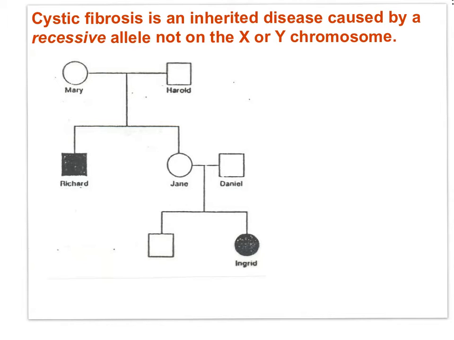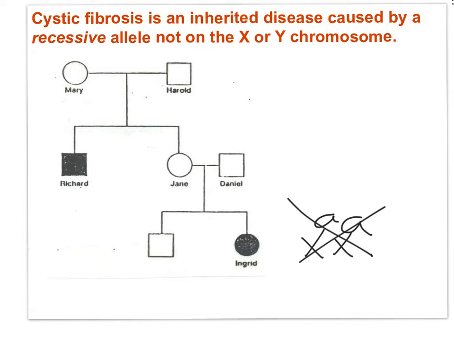Well, if the recessive allele were on the X chromosome, the daughter of Jane and Daniel would have this genotype. The daughter would have inherited one of these two alleles from her dad. But her dad is healthy, and he has only one X chromosome. Therefore, he did not have the recessive allele to pass on to his daughter. Thus, the allele must be autosomal recessive.